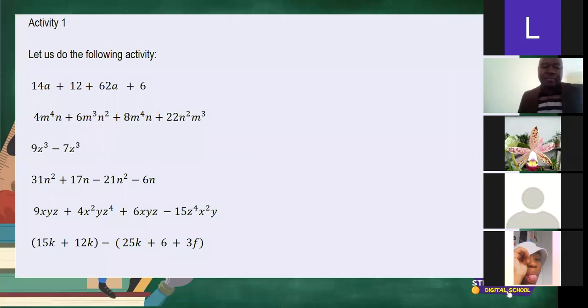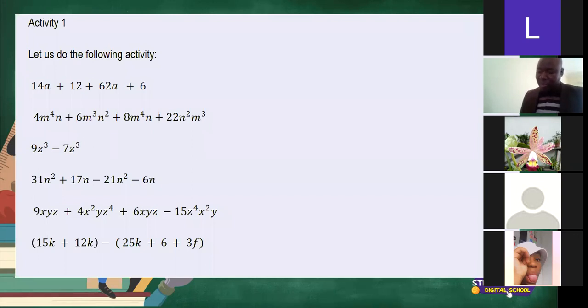Before the last one, on the first activity, I just want to check the negative sign. As you can see, everything is inside the bracket: 15k plus 12k minus open bracket 25k plus 6 plus 3f. So in this case, you've got a bracket. How do you break this bracket? You use the negative sign to break the bracket so that you multiply everything inside the bracket by a negative number, which will be -1 in this case.